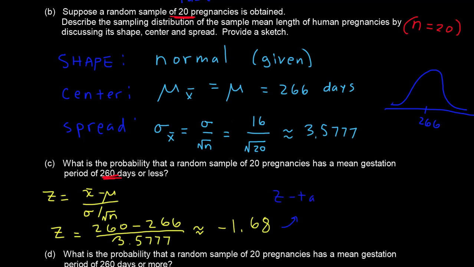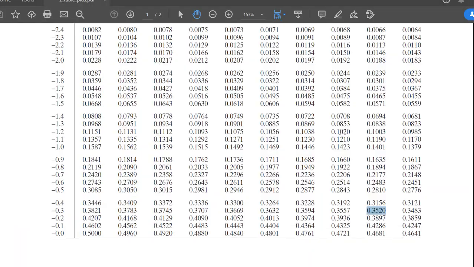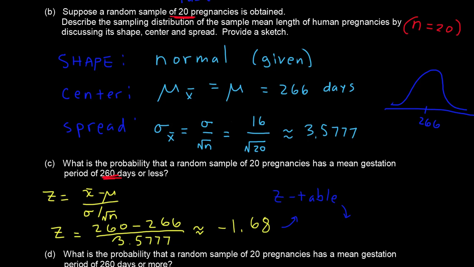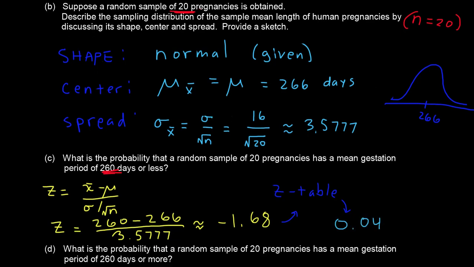to find our corresponding probability. So, negative 1.68 at the z-table. I got negative 1.6. I'm going to go over to the column that I know says 8. Highlight that value there for your reference. So the probability that a sample mean gestation period being less than 260 days is 0.0465.